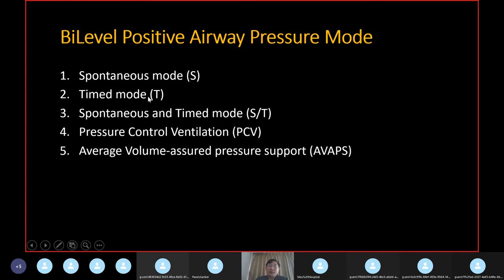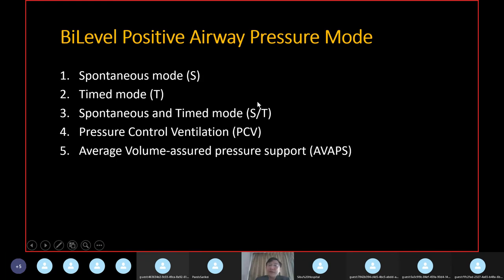And why is this called a bilevel? Because it provides two different pressures, the IPAP and EPAP pressure. The third one, spontaneous and time mode, is called the ST mode, right? It's a combination of these two, spontaneous and time, whereby this time mode is basically a backup mode. Just in case the patient is not able to trigger the ventilation, the machine will take over, right?